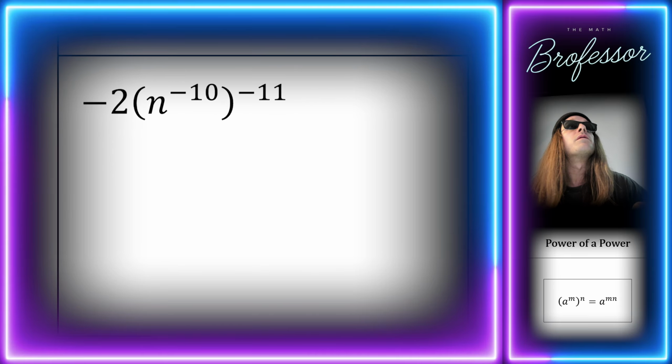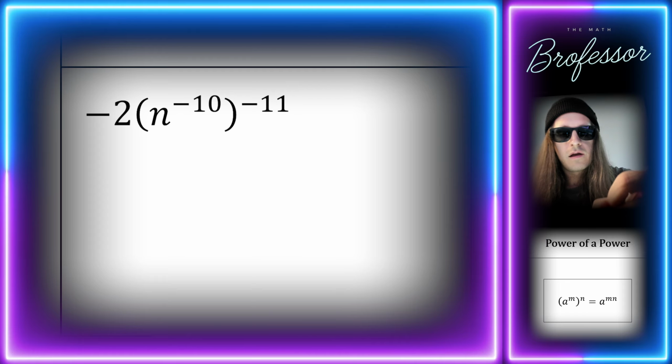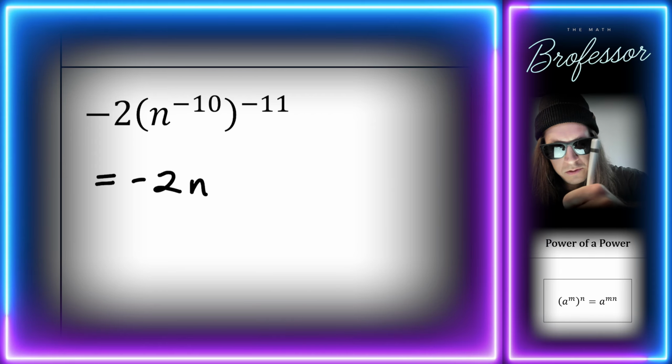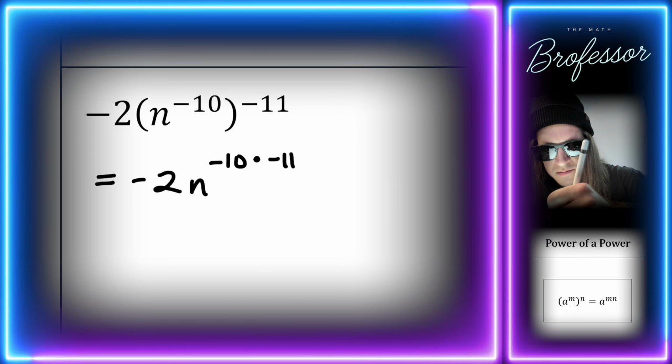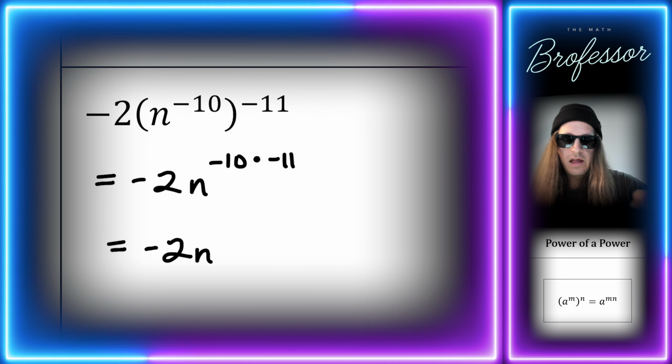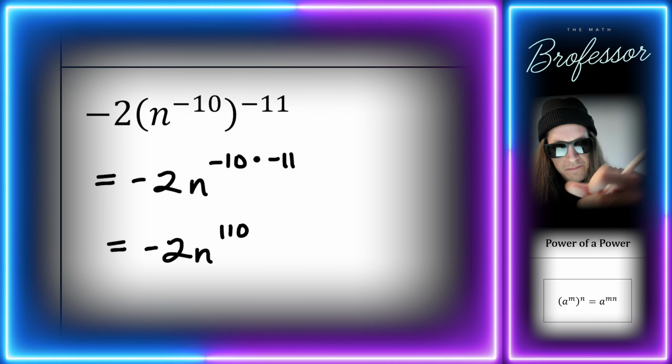All right, here we go. Same thing, this negative 2 is not going to do anything. Negative 2, and just multiply the exponents. Negative 10 times negative 11. Negative 10 times negative 11 is positive 110.